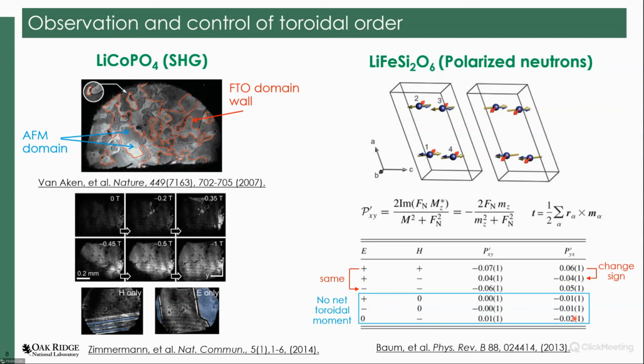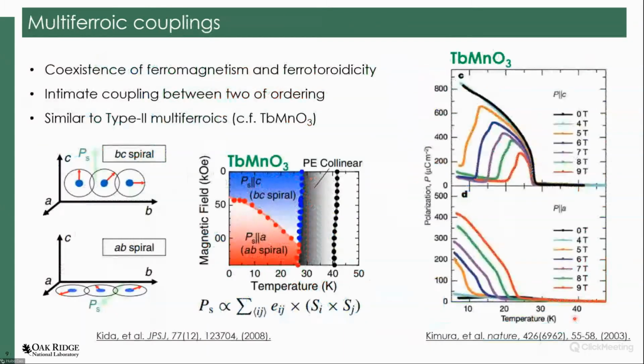Here is another thing I want to mention. We want to control the toroidic magnetic domain. To control this, you will require a second ferroelectric order, just like in multiferroics. We can apply a magnetic field to switch the polarization, or apply an electric field to switch the magnetic domain. So this is one of the well-known type 2 multiferroics.